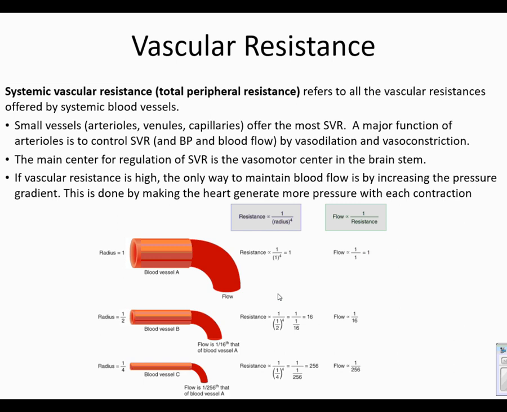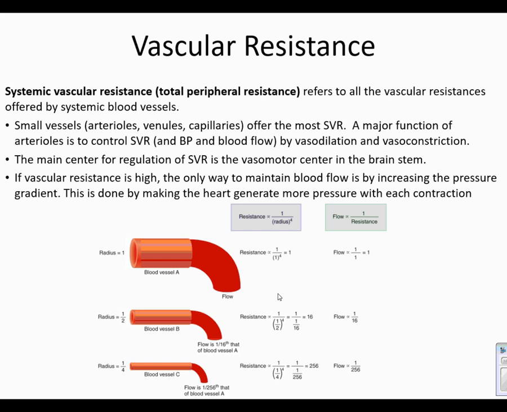We just talked about blood flow being regulated by vasodilation and vasoconstriction. The major center for regulating it is the vasomotor center in our brain stem, our medulla. And that's the other part of the cardiovascular system. Last time we talked more about the cardiac center, regulating the heart, things like stroke volume and heart rate. Here we're talking about vasomotor, controlling dilation and constriction.